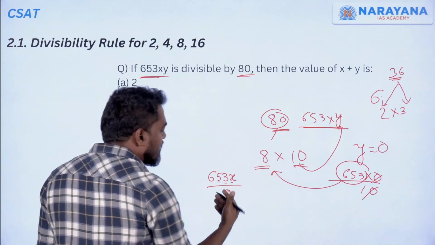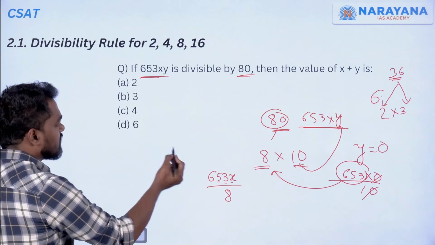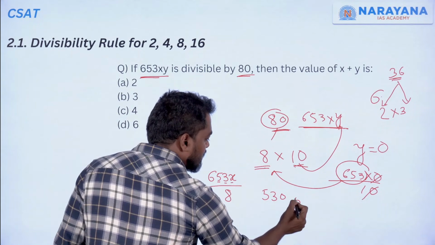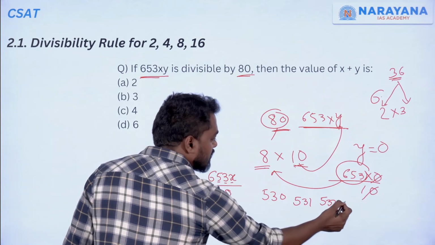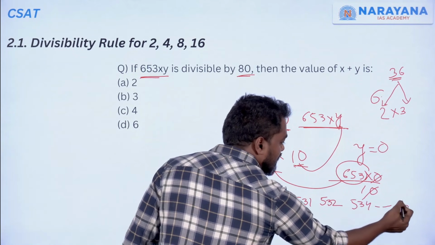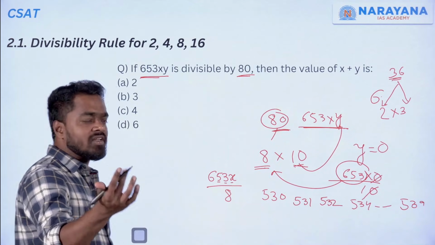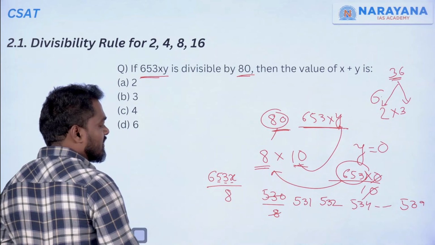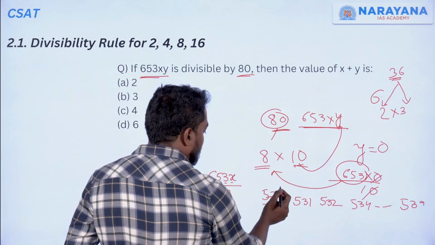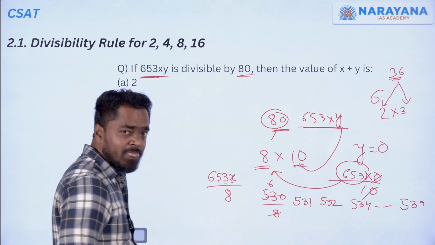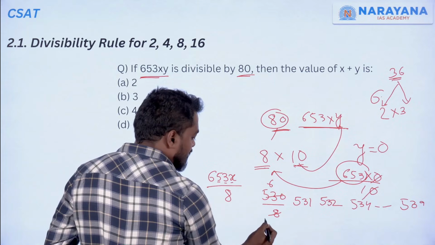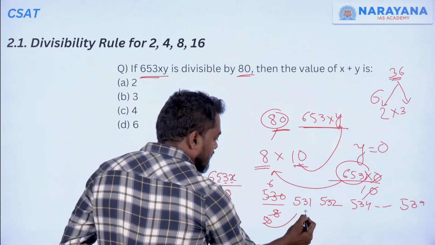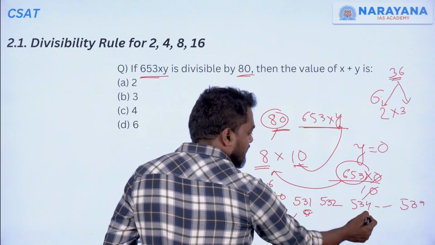Now 53x. What are all the possibilities? For example, 530, 531, 532, 534 and up to 539. So check whether that is divisible by 8 or not. Is it divisible by 8? So 8 sixes are 48. So 48 and 50 we are getting. So that is not divisible. So here we will get 51 not divisible, 52 not divisible, 54.